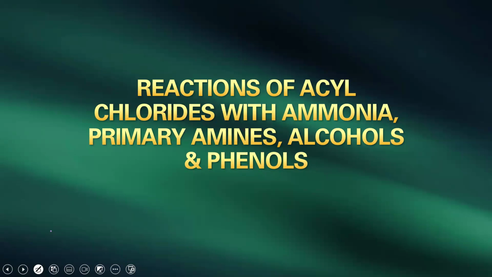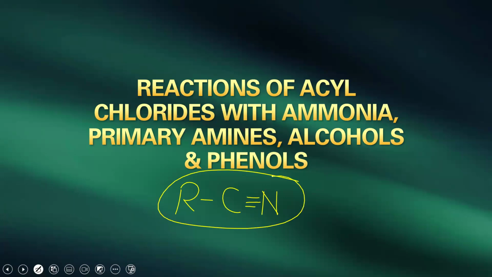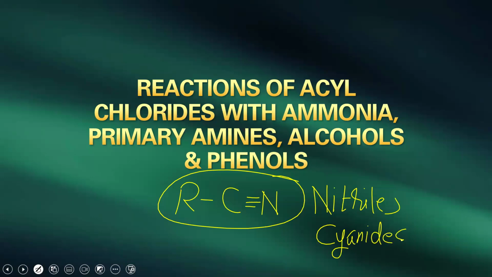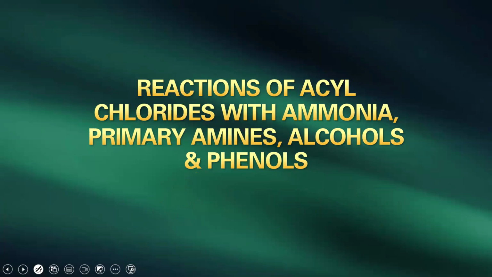If you are talking about that molecule, you're talking about this one, RCN. Yes, this is a nitrile. This family is called nitriles. They're also called cyanides. If you have to memorize these types of series, always do it.